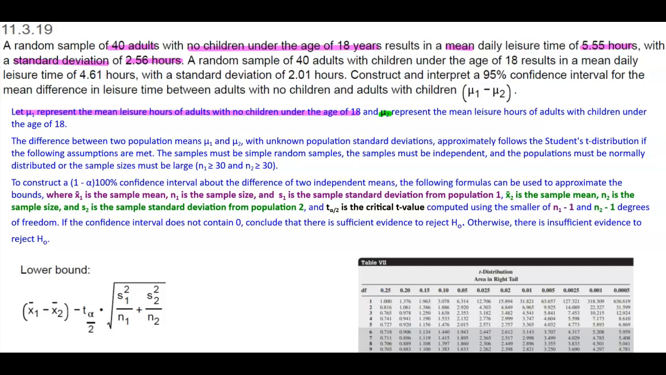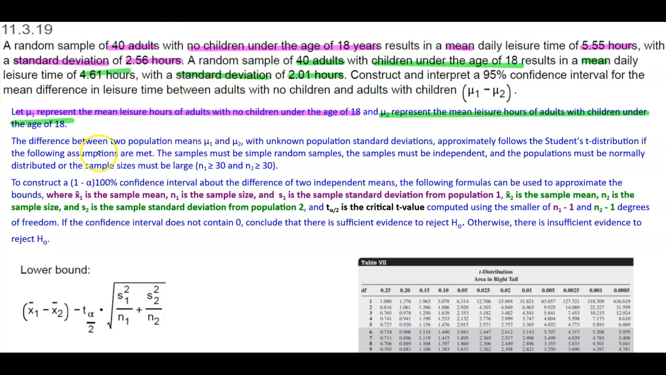And then we're going to let population mean 2 represent the mean leisure hours of adults with children under the age of 18. So the second random sample is 40 adults with children under the age of 18 with a mean of 4.61 hours and a standard deviation of 2.01 hours.